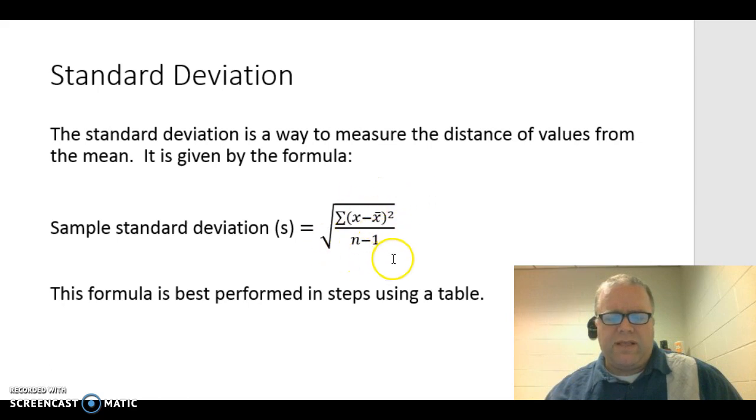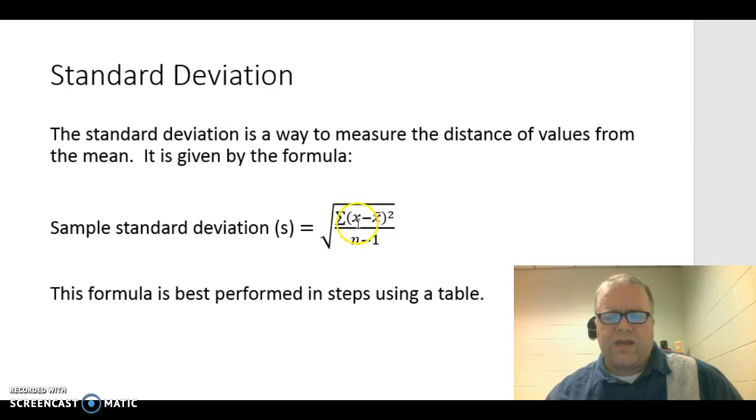And this formula here is much easier to perform in steps using a table, which we're going to do. Let's talk a little bit about what these symbols mean. The X is each one of your data values. The X with the bar over it, that's your mean. This is squaring that deviation. And then this says that we're going to sum each of these squared deviations.